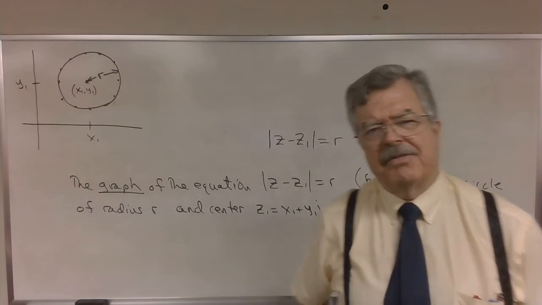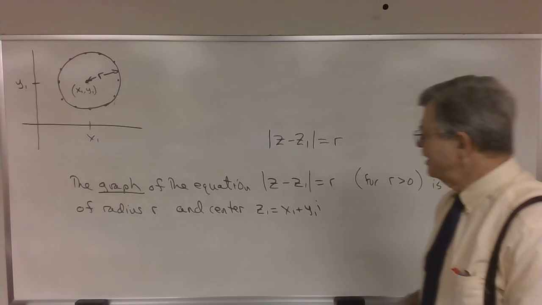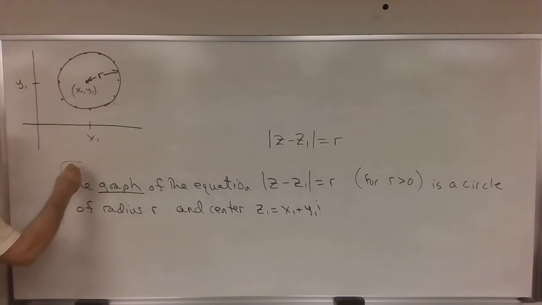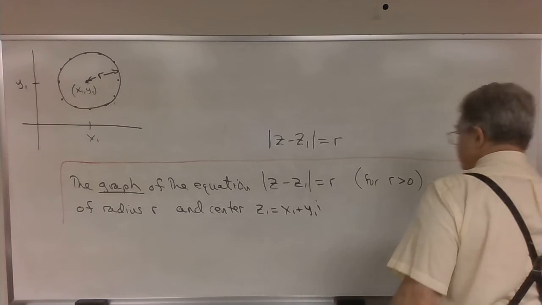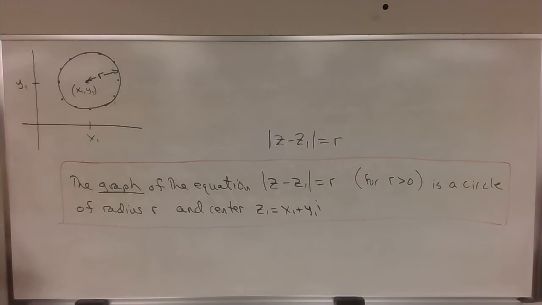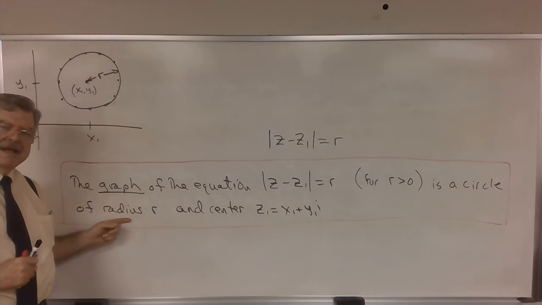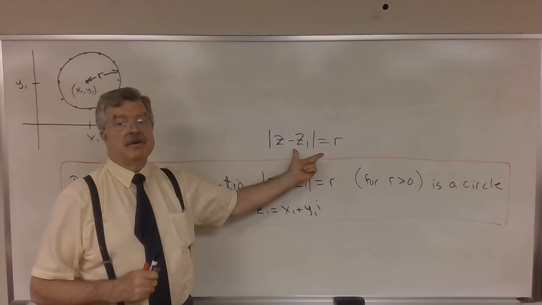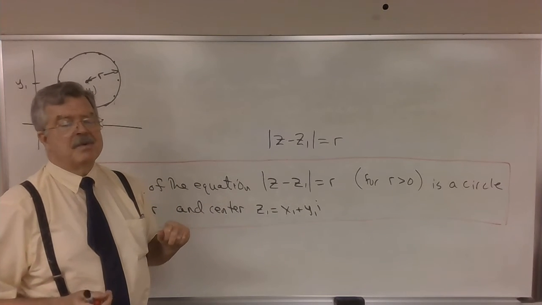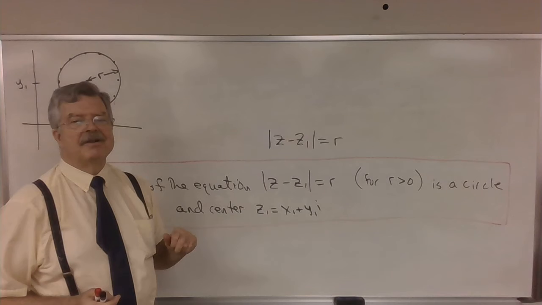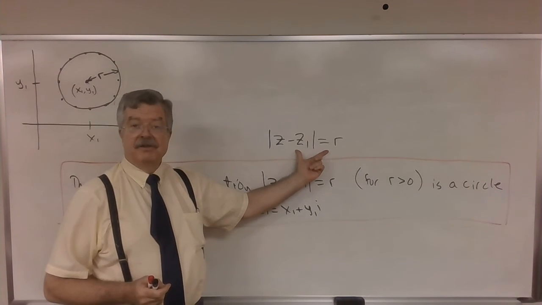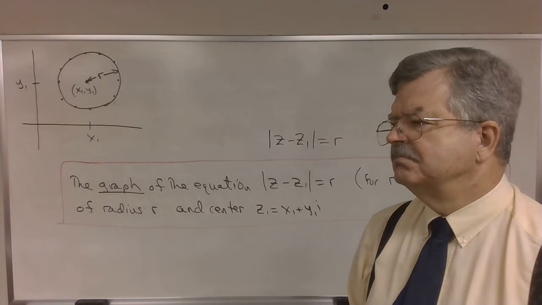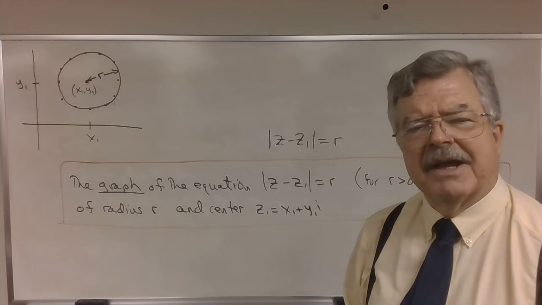Now we'll look at a couple more things geometrically. Oh, by the way, remember this. Later on in the text, we will be doing exercises that require that we know what this is, and that when we see this equation, we know what it is. And it will also require that when we're told there's a circle of radius r and center z1, we'll know that this is the equation of that figure. Now let's look at a couple more geometric things.